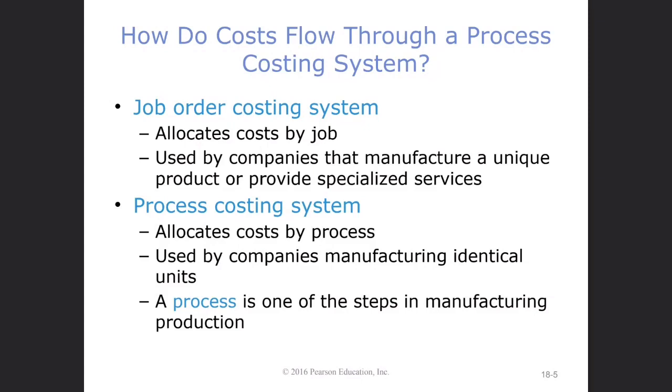So with a job order costing system, it tracks items based on the job. So it allocates cost by job, and it's used by companies that manufacture a unique product or provide specialized services. I think we talked about some examples before, but can anyone think of an example of a company that provides a unique product or specialized services?